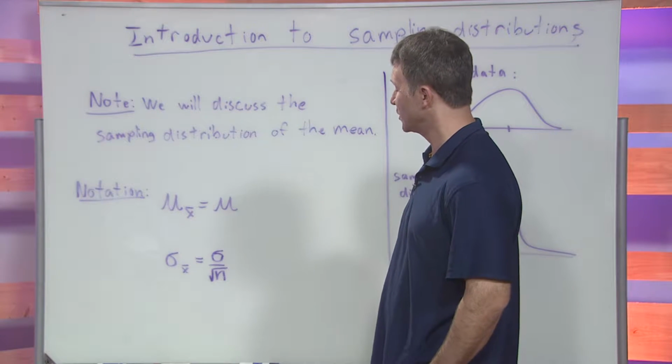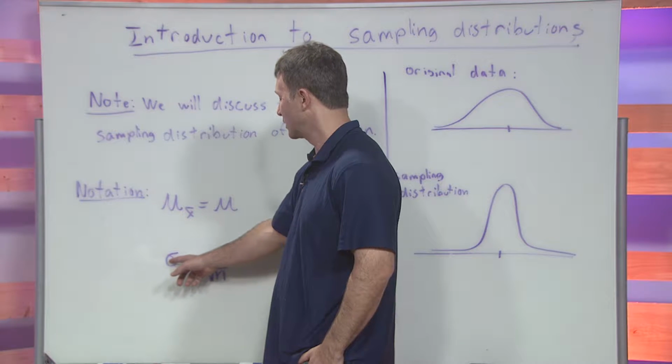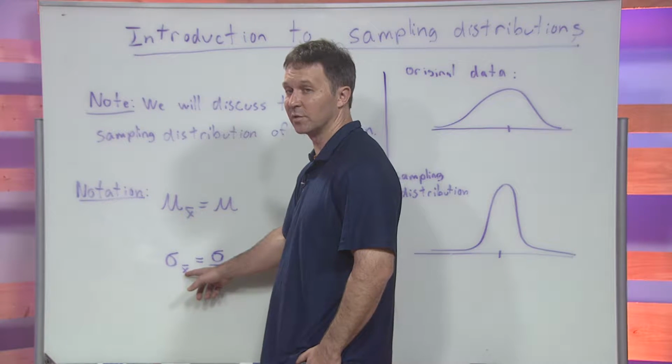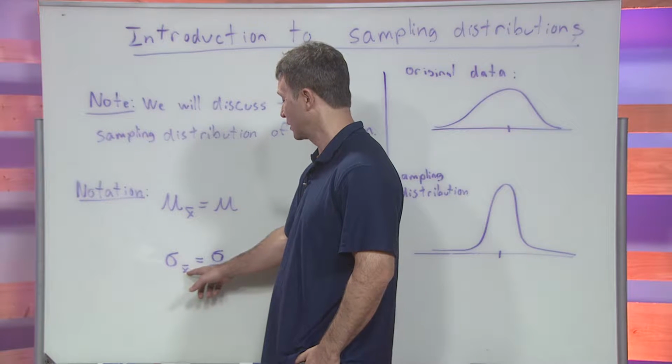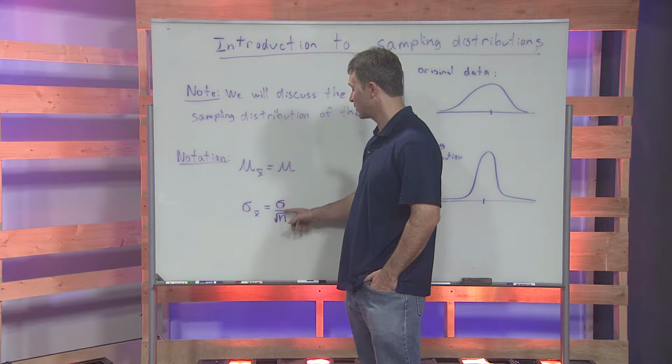And the standard deviation of the sampling distribution of the mean is denoted by sigma with a subscript of x bar. Remember, x bar is the symbol for sample mean. Okay, and the standard deviation is going to be equal to the original standard deviation divided by square root of n.